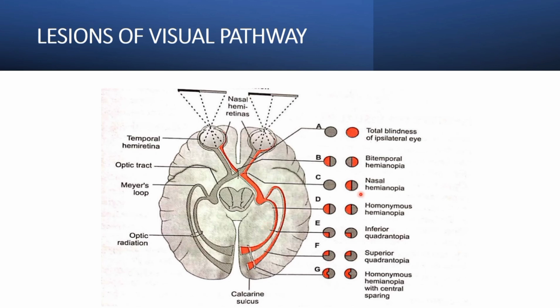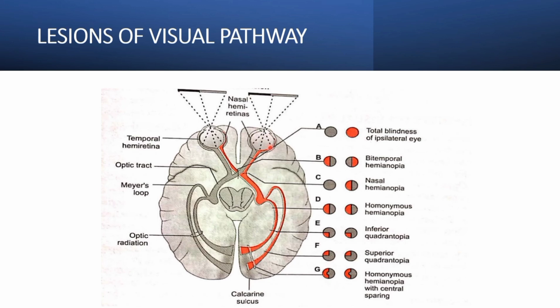So here you can see it's again the same diagram. It is shown in a much more beautiful way. So here what we can see is total blindness of the ipsilateral side. So when there is a lesion at this layer of nerve fibers, involving both the nasal and temporal fibers, then what happens is, we know that these are arising from the same eye, that is the right eye.